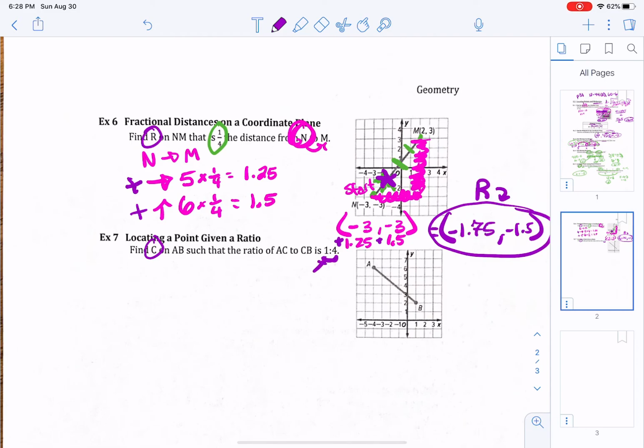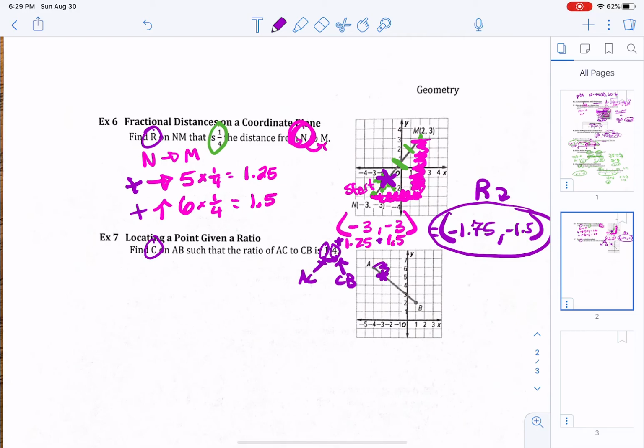So what they're saying here is AC kind of has a length of 1 and CB has a length of 4. Okay, so we have to kind of ask ourselves, is C going to be closer to A or is it going to be closer to B? Well, since AC has a length of 1 and CB has a length of 4, C is going to be closer to A than it is to B.